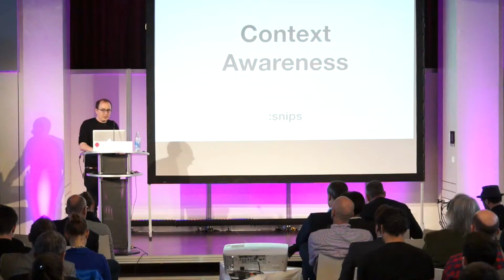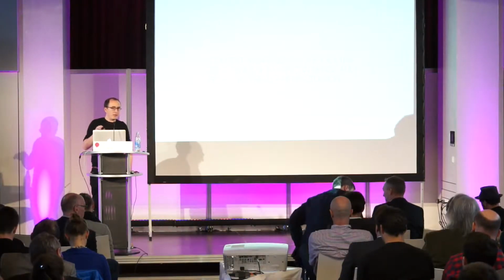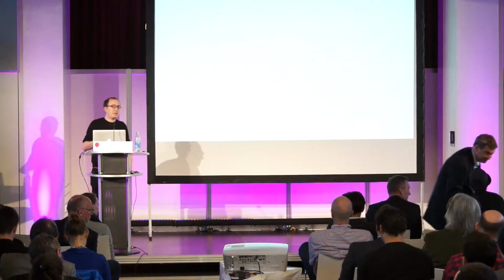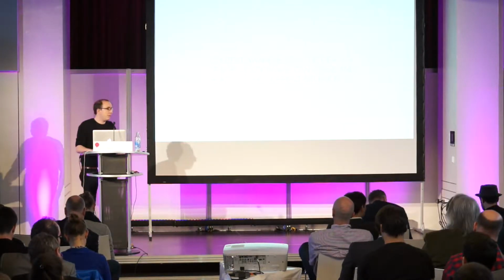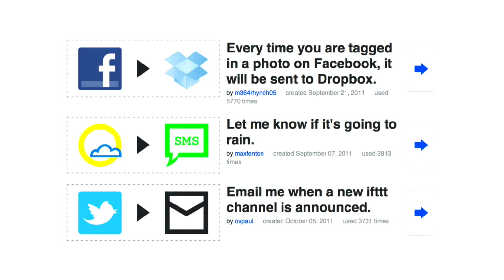So I'll start the talk by defining what context awareness is. It's the idea that devices and software can sense and react to the current situation. I'm going to give you some examples. First of all, the simplest form of context awareness is a kind of rules of if this, then that. And actually there's an app that does that. It's called Ifttt, for if this, then that.